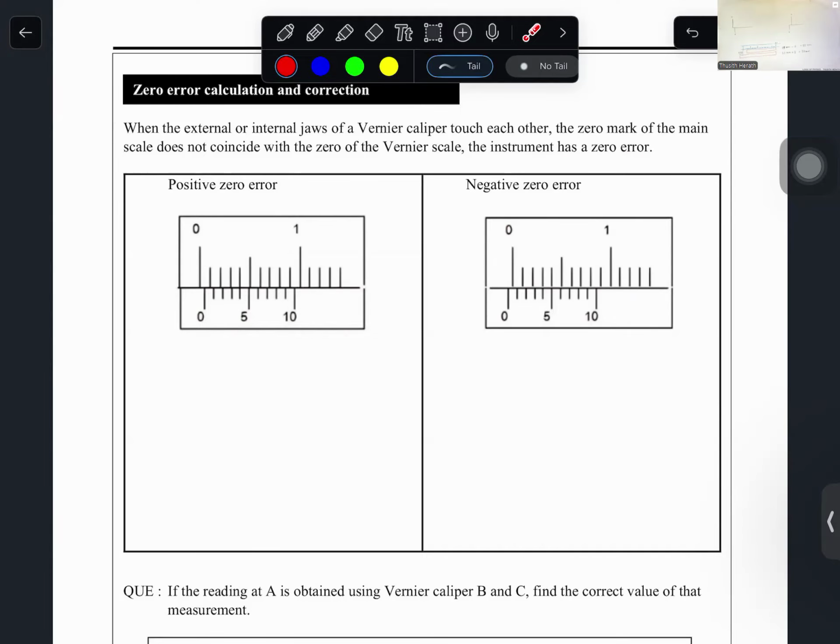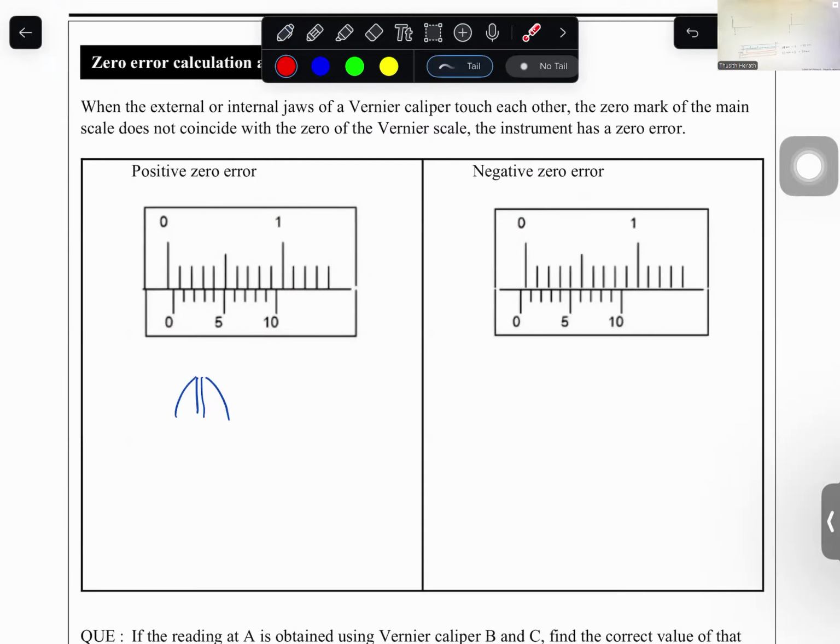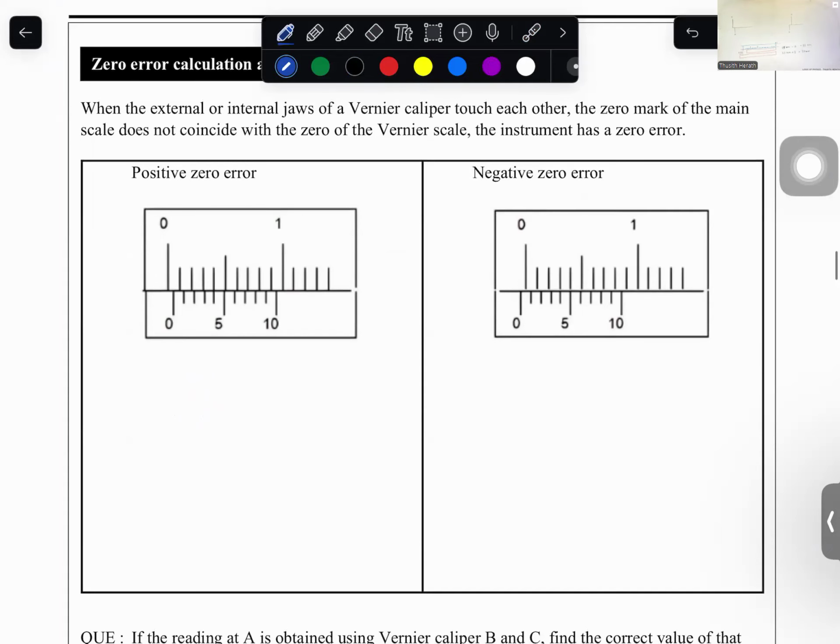You can't define it as, when the zero mark of the main scale is coinciding with the zero mark of the vernier scale, if there's a gap between the internal jaws or external jaws, then there's a zero error. You can't define it that way, because even if the zero marks are coinciding, if there's a zero error, there should be a very small gap between these jaws. With the naked eye, we can't identify such gaps. Therefore, we can't define the zero error in that way. The only way is when the internal jaws or the external jaws touch each other and the zero mark of the main scale does not coincide with the zero of the vernier scale, then there is a zero error, right?